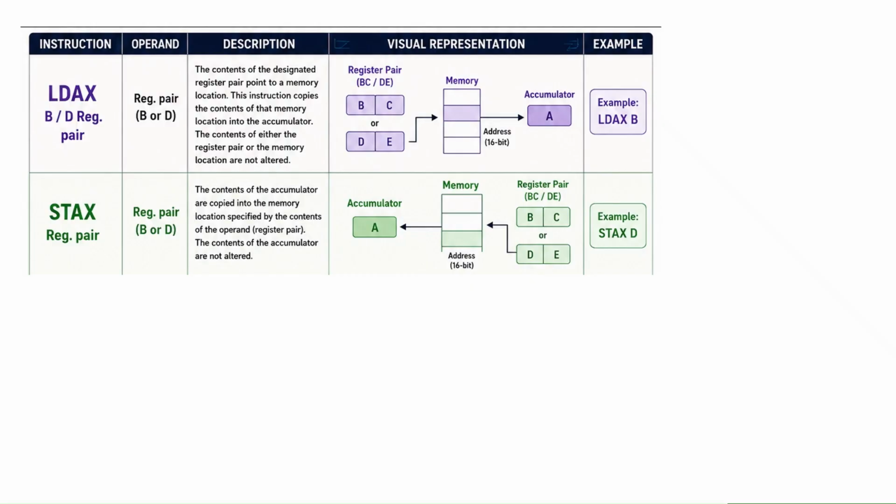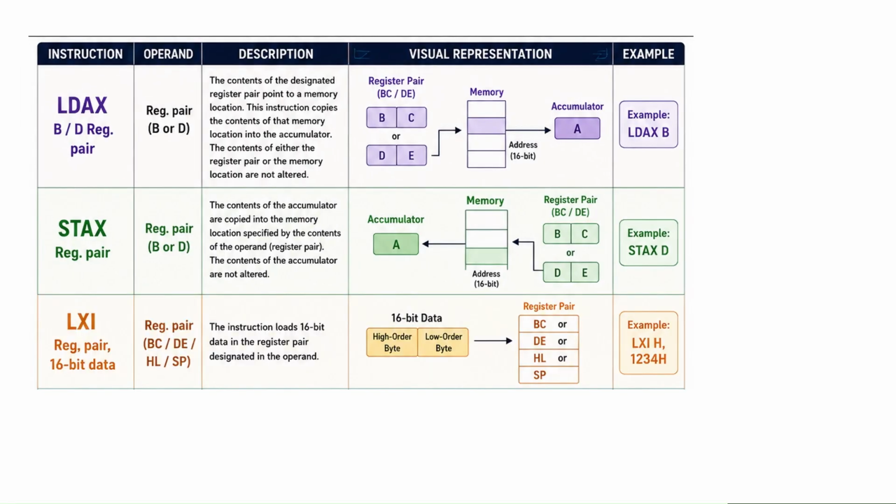Up next we have LXI. Same, we also have an X there, so this is also a register pair instruction. Let's understand with the example LXI H, 1234H. It means the HL register pair will contain 1234. H will contain the higher order byte, which is 12, and L will contain the lower order byte, that is 34.